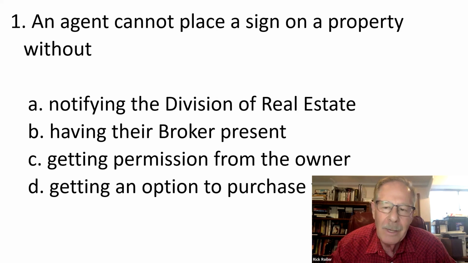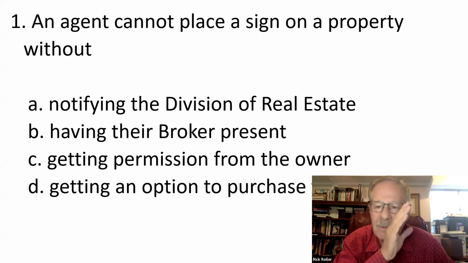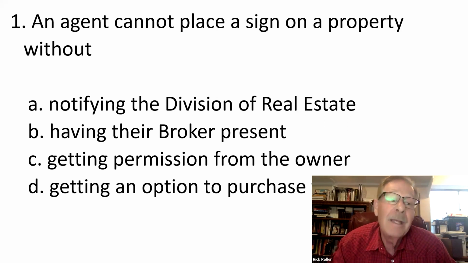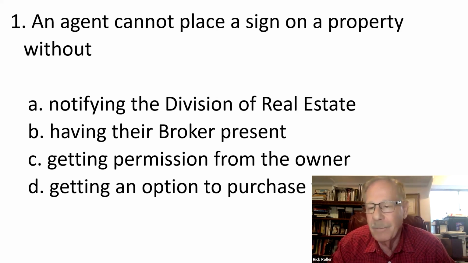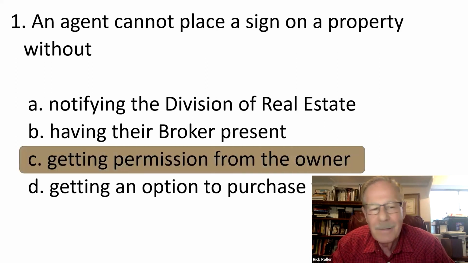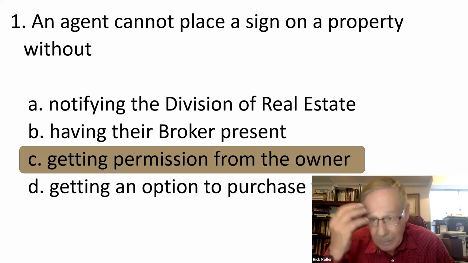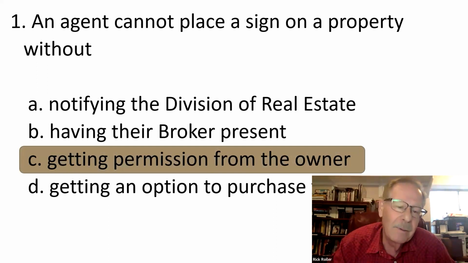Maybe we'll hang on to that one. That one's warm and fuzzy. That's because it's the right answer. C, getting an option to purchase the property. Okay. Well, C is the correct answer, folks. Maybe this one was a little bit too easy, but I would kind of cement it up in here because it might be something you see again real soon. Okay. Getting the permission from the owner.